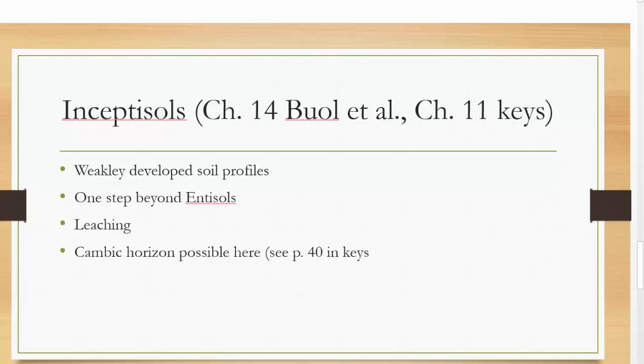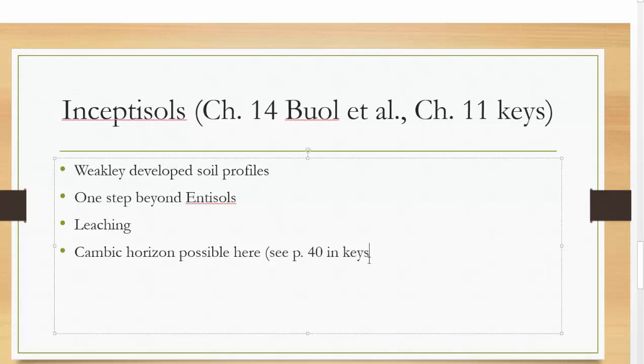Now let's transition to inceptisols. These are covered in Chapter 14 of Buell et al. and also Chapter 11 in the Keys. Inceptisols, as a general rule, have a weakly developed soil profile, and they're kind of one step beyond the entisols. They do have overall more leaching that has occurred, and the cambic horizon is possible here.